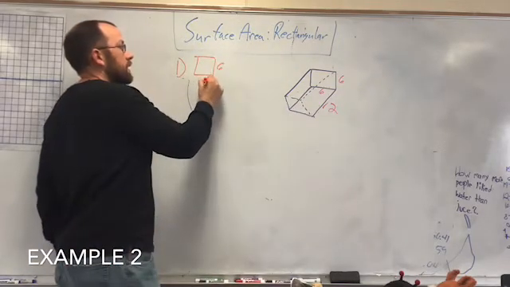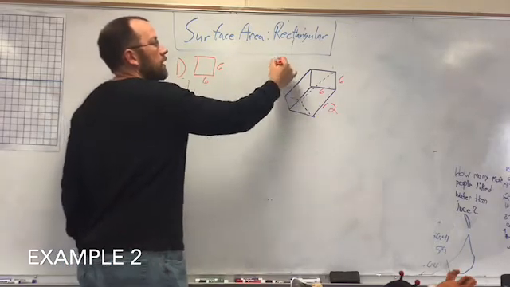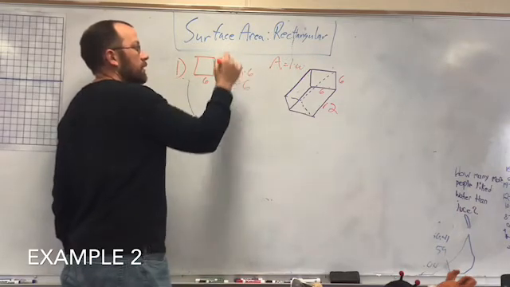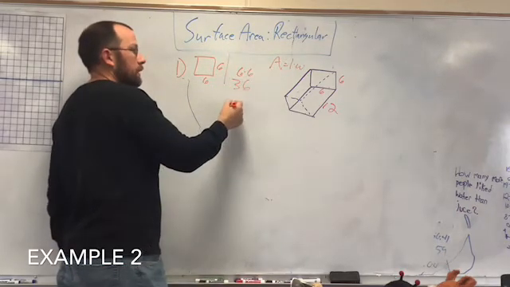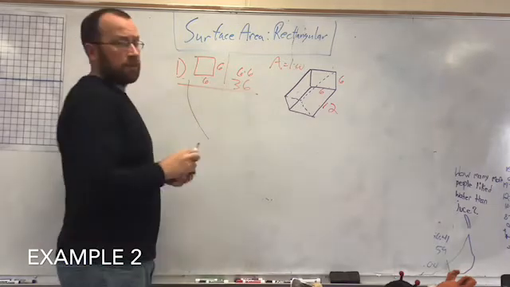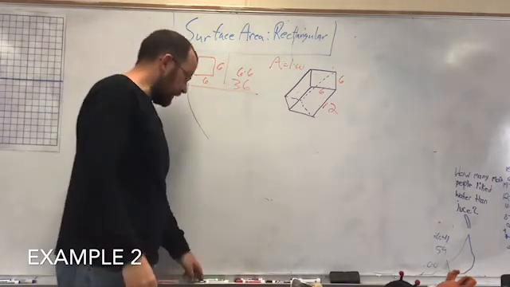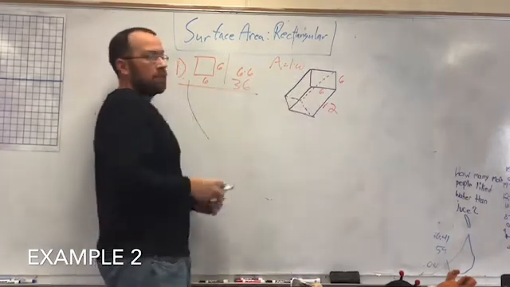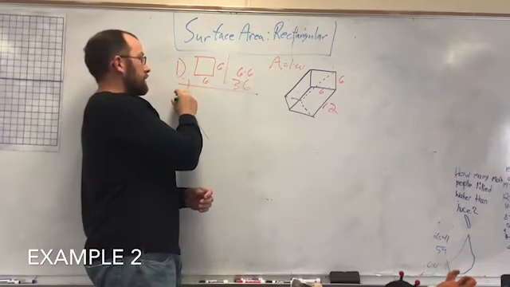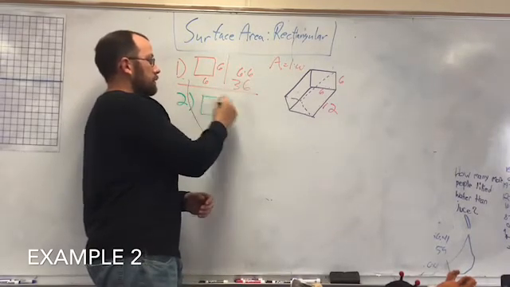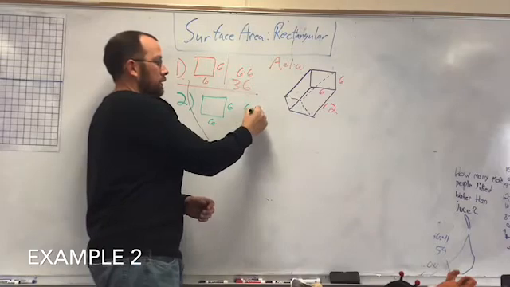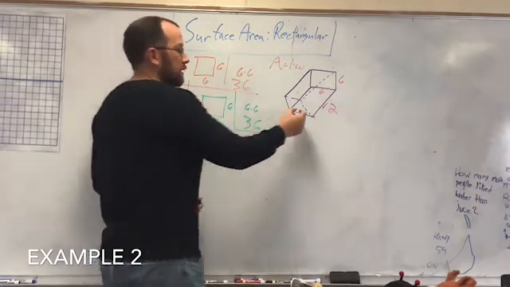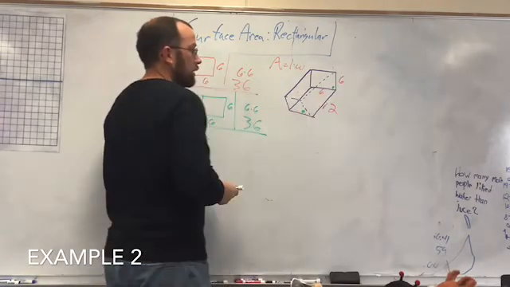So 6 and 6. Remember, my area is length times width. So 6 times 6 gives me 36. All right, that's my first one. Now, I know it's going to have a corresponding one. So if this is 36, the very bottom is going to be the same thing. So I'll call that my second one. So I have two that are 36.